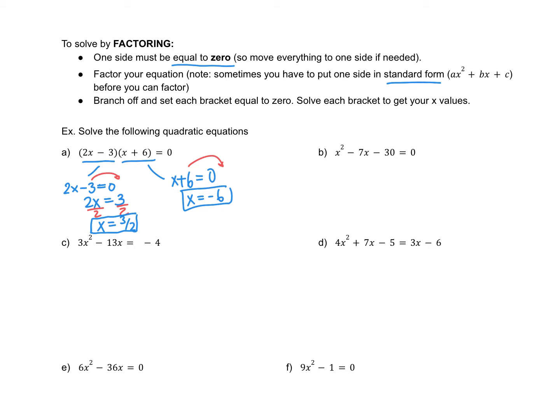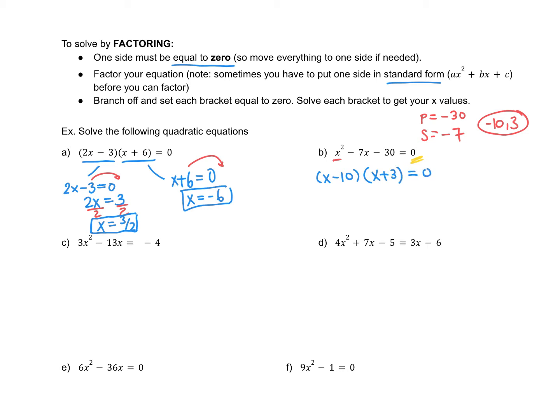In B, it is not factored. One of our sides is equal to 0, so that's good. And when I look at this trinomial, I notice it's a simple trinomial because the coefficient of x squared is 1. So I will use my shortcut, although you can do decomposition as well. So our product is negative 3, our sum is negative 7, and our magic numbers will be negative 10 and 3. So factored, this will be x minus 10 and x plus 3 equals 0.